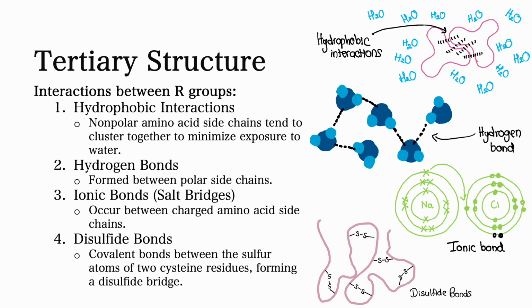Interactions between R groups can be one of four types: hydrophobic interactions, hydrogen bonds, ionic bonds, and disulfide bonds. Hydrophobic interactions are between nonpolar amino acid side chains. Nonpolar amino acid side chains tend to cluster together to minimize exposure to water. Hydrogen bonds are formed between polar side chains, and on the other hand, ionic bonds occur between charged amino acid side chains. And finally, disulfide bonds form covalent bonds between sulfur atoms of two cysteine residues. It forms a disulfide bridge.